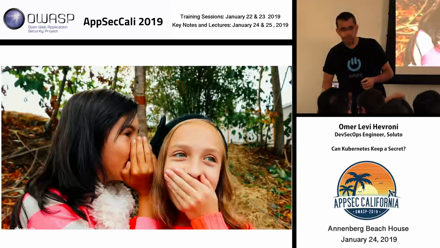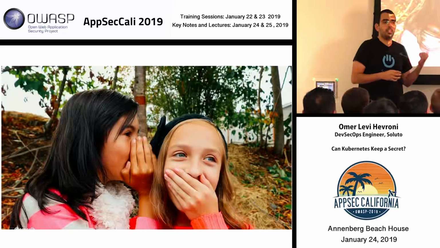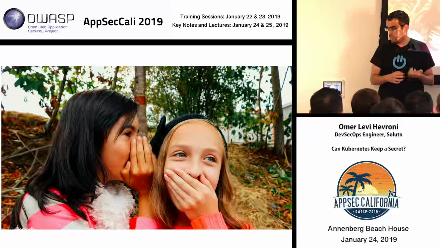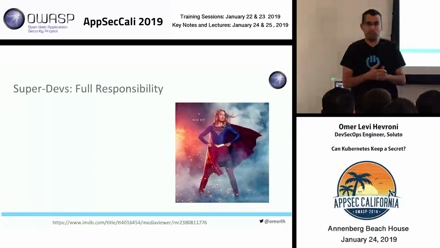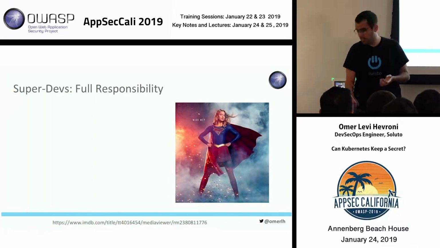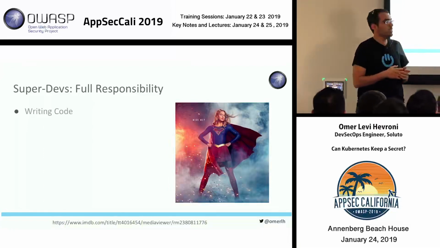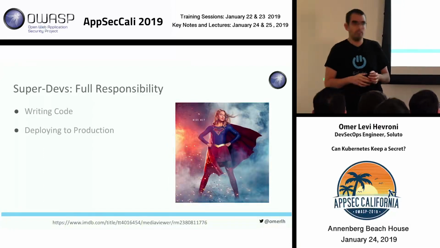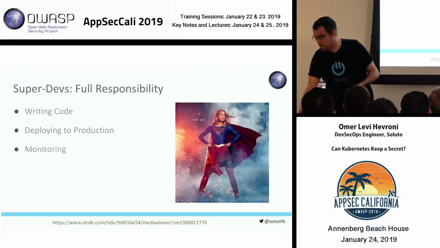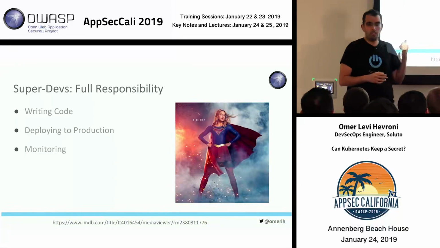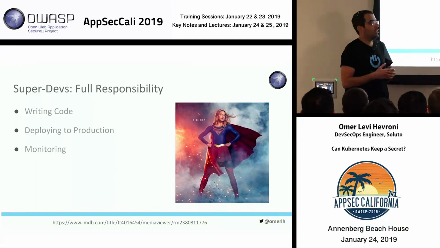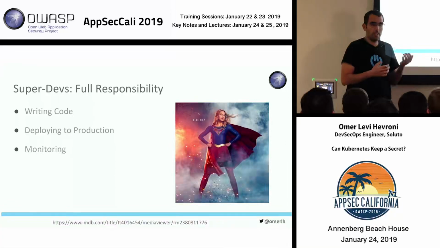So I started by asking how we can tell a secret to Kubernetes. But who is the person who needs to tell the secret to Kubernetes? The way we work at Soluto is something I like to call super devs. Super devs are devs who have full responsibility for their application. They write the code, of course, but are also responsible for deployment, with all the things it includes. And finally, they are also responsible for monitoring. By monitoring, I mean the person who gets the call in the middle of the night is the developer who wrote the code. This is how we work at Soluto, and we really love it.